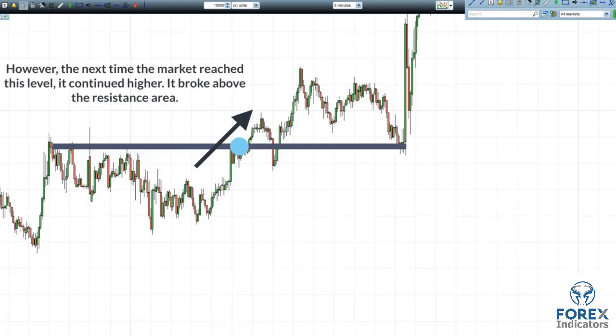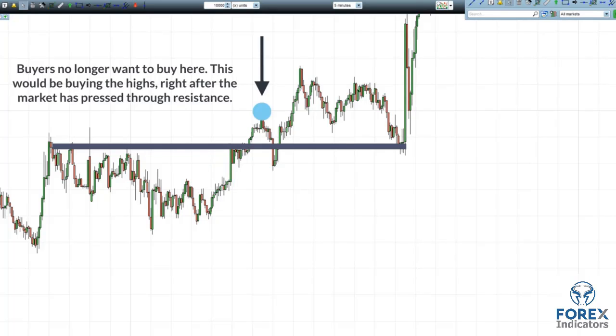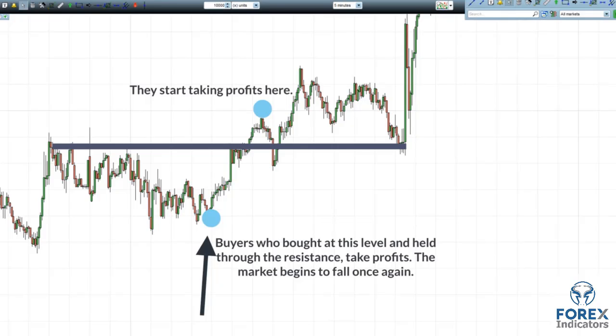However, the next time the market reached this level, it continued higher. It broke above the resistance area. Buyers no longer want to buy here. This would be buying the highs, right after the market has pressed through resistance. Buyers who bought at this level and held through the resistance take profits. The market begins to fall once again.